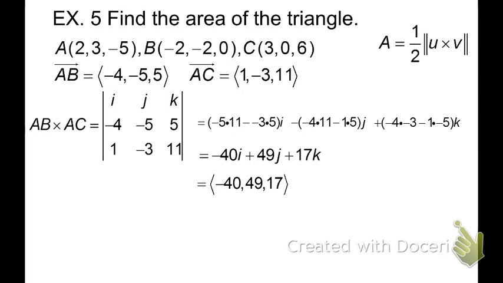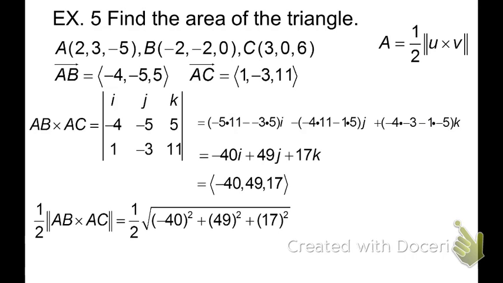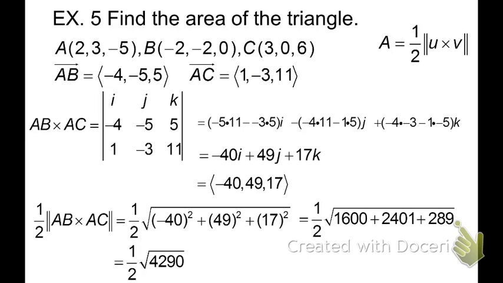So now we need to find the magnitude of this vector and then divide by 2. So this is the same as 1/2 of the square root of negative 40 squared plus 49 squared plus 17 squared. So this is 1/2 of the square root of 1600 plus 2401 plus 289. So that's 1/2 the square root of 4290, which is approximately 32.75 units squared.